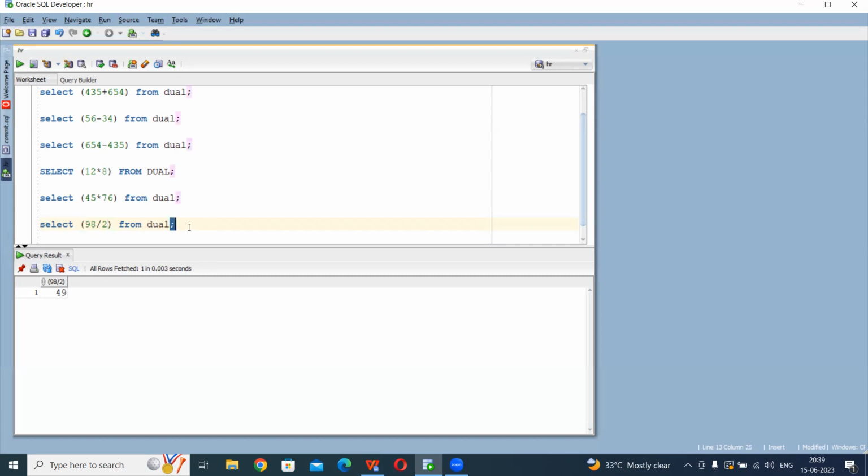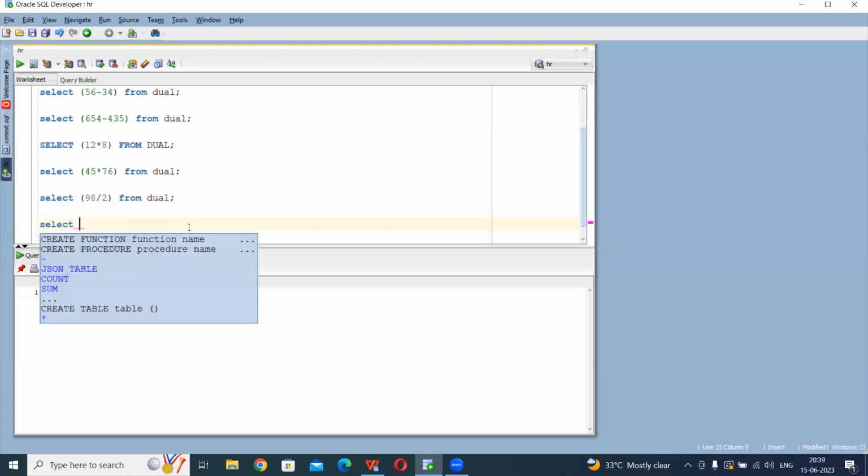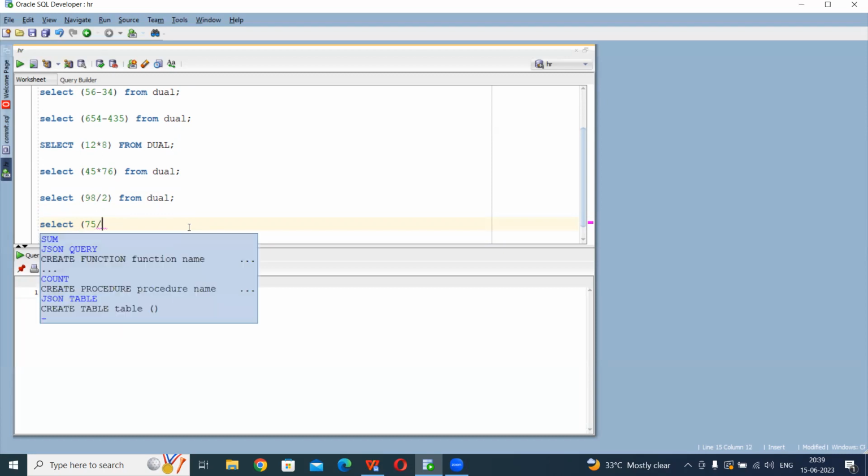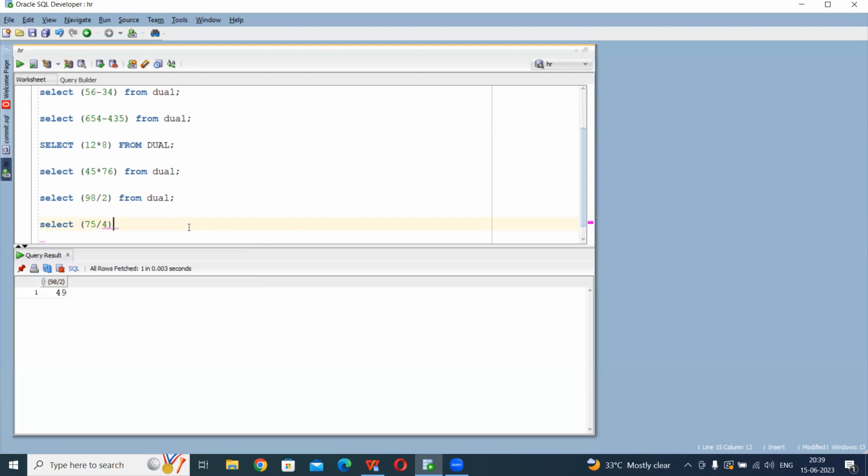So how do we write our query? We'll be writing our query starting with the select keyword. After this select keyword, I have opened the parenthesis. After opening the parenthesis, now I have given my number as 75 divided by 4. After that, I have closed my parenthesis and mentioned the from clause. Immediately after the from clause, we need to give the table name. So I have given my table name as DL and terminated my query with a simple semicolon. So now I'm done with writing our query.